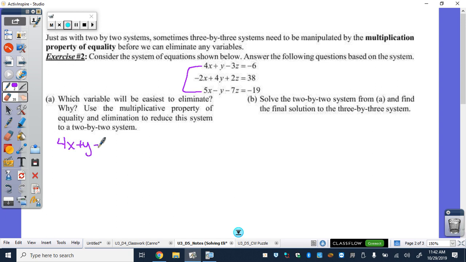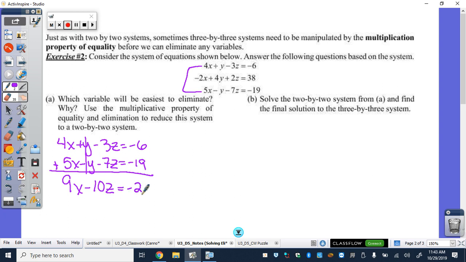So 4x plus y minus 3z is negative 6. Minus 7z equals negative 19. So again, line them up, then those y's will cancel each other. 4 plus 5 gives me x minus 10z equals negative 25.